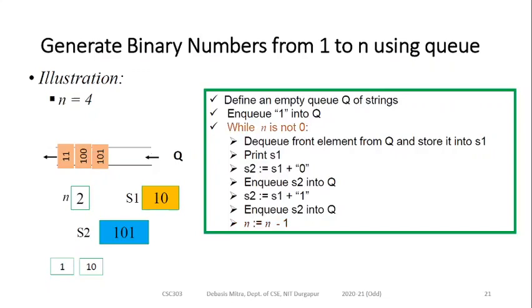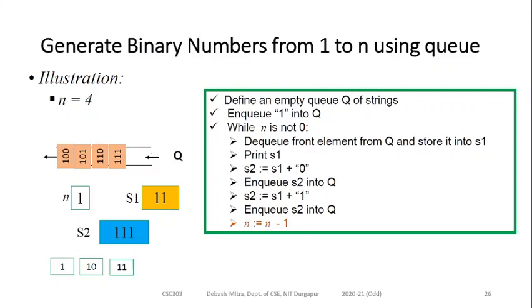Since our n is not yet 0, we will dequeue the first element, that is 11, and we'll store it in s1. Then we'll print it out. Then we'll update s2 by appending a 0 after 11. That means s2 will now become 110, and that 110 will also be enqueued into Q. In the next step, we'll update s2 by appending 1 after 11. That means s2 will become 111 and will be enqueued in Q. And finally, value of n will be decremented by 1. So it will become 1. Okay.